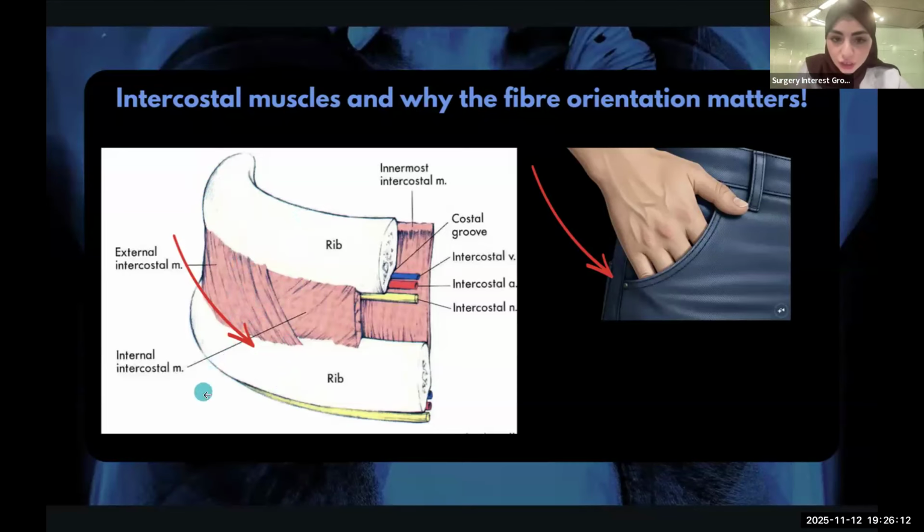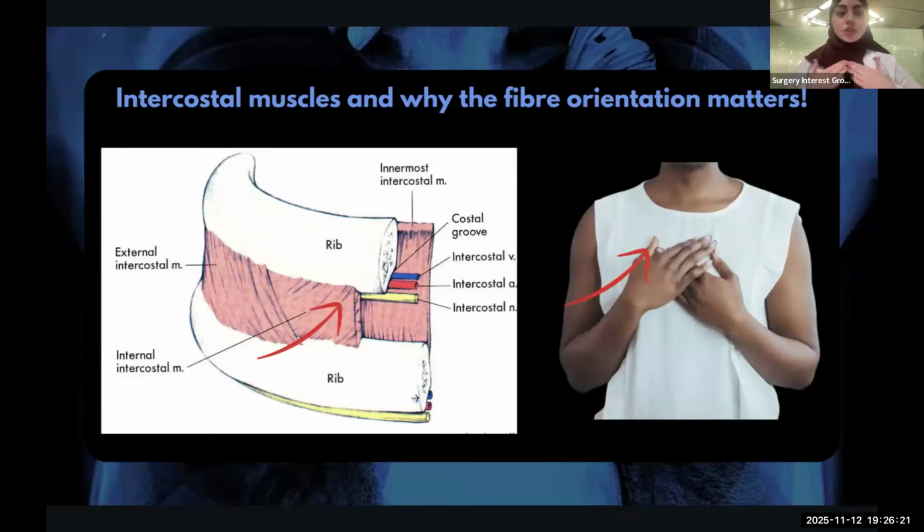Now, what about the internal intercostal and innermost intercostal? Those have the same fiber direction, and it's going to be hands on chest. The way you put your hands on your chest, this is going to be the fiber direction. Hand in pocket, hands on chest. So this is the difference between the fiber orientations. Another thing is that fiber orientation has to do with movement, which tells me that my internal and innermost intercostal muscles, because they have the same fiber orientation, make the same muscle movement.